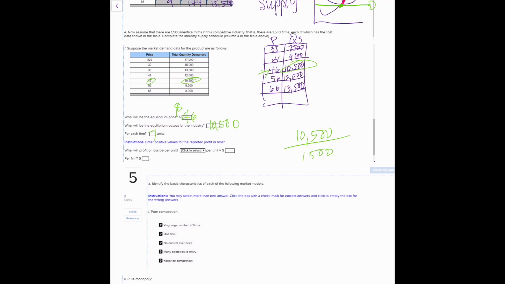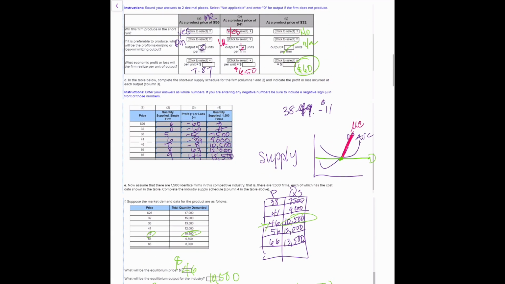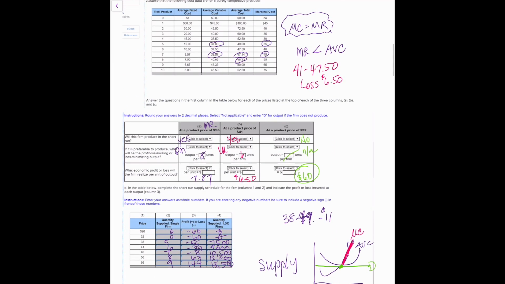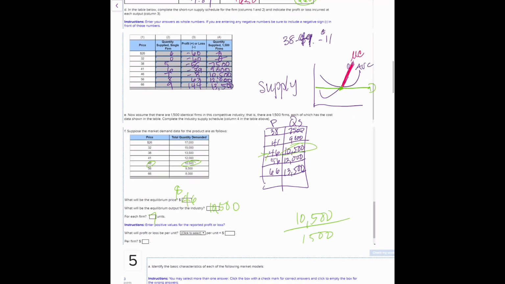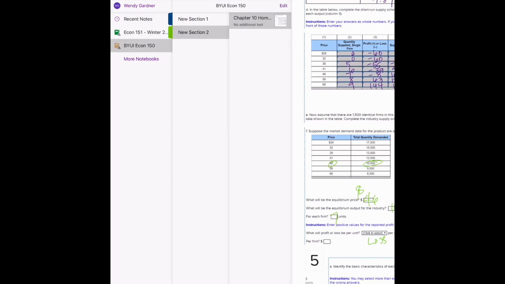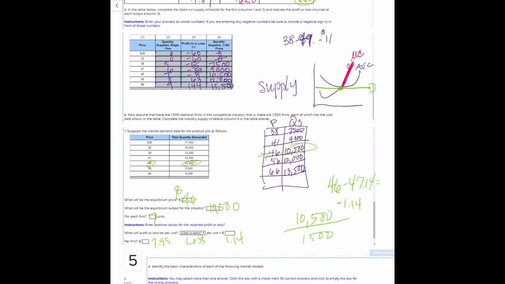And it's going to be a loss, because we can go back to the information for each firm. At 7 units, we already calculated this, but the loss is going to be that $46 minus $47.14. So 46 minus 47.14 is going to be a per unit loss of $1.14. And it goes right here. So it's going to be a loss of $1.14. And then for the firm, take that $1.14 times the 7 units that each firm is producing, and for each firm, it's going to be $7.98.